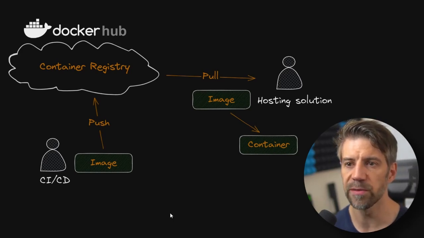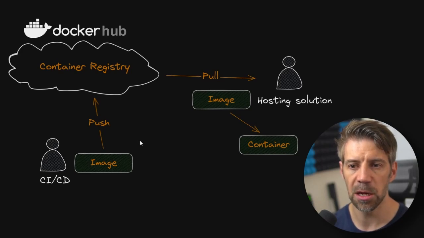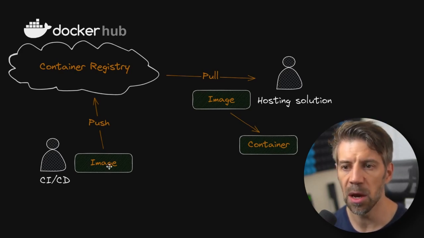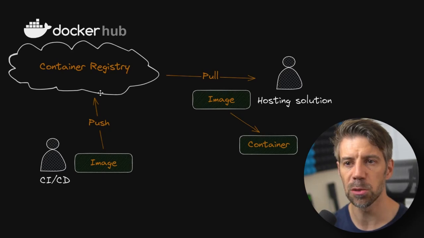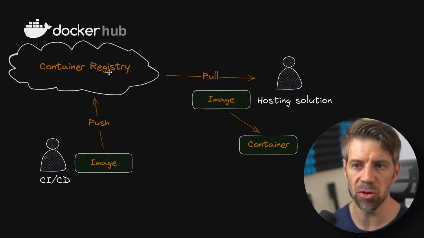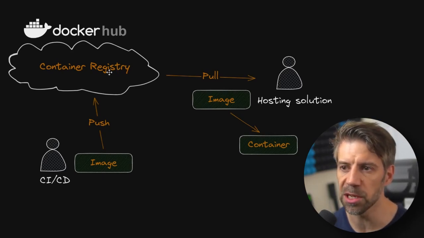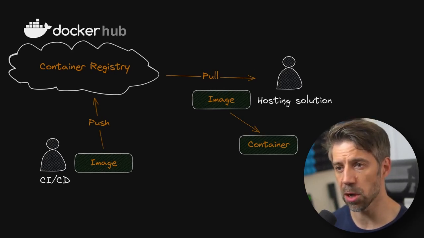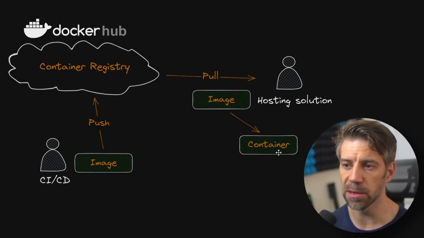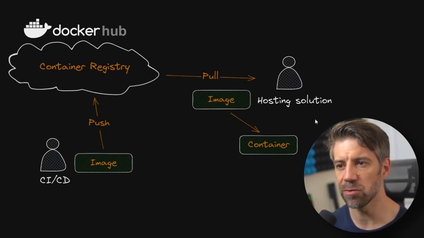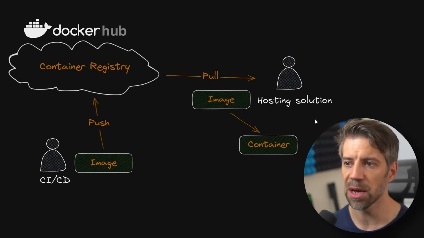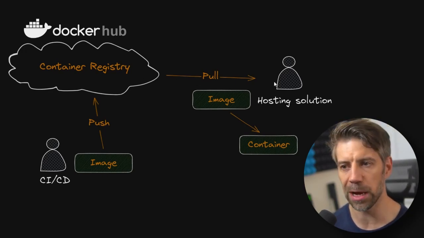If you remember, we covered this diagram earlier on in this course. You or a CI/CD system would build your image and push it to a container registry or an image registry. The names are used interchangeably. And then either another person, such as a colleague, can pull that image down and create a container from it. That can also be your hosting solution. Generally, no matter whether you use Kubernetes or something else, which we'll talk about shortly, everything follows this same pattern where the hosting solution will pull down the image and create containers from that image.